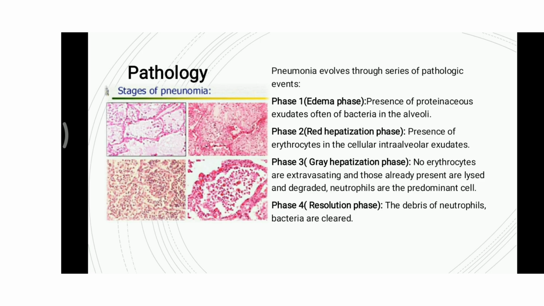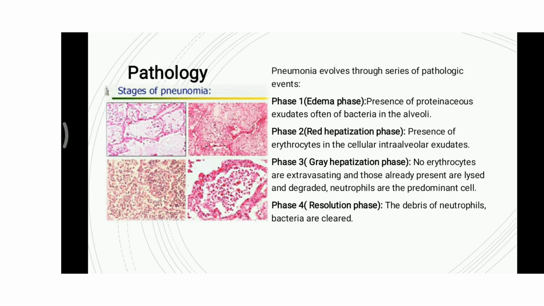As we can see here in this picture, the first phase is the edema phase, wherein under the microscope the cells are seen and those are edematous, meaning they are filled with some fluid. This phase is the presence of proteinaceous exudates, often from bacteria. So in phase 1, the alveoli are filled with proteinaceous exudates, which are often from bacteria, not specifically from a virus.